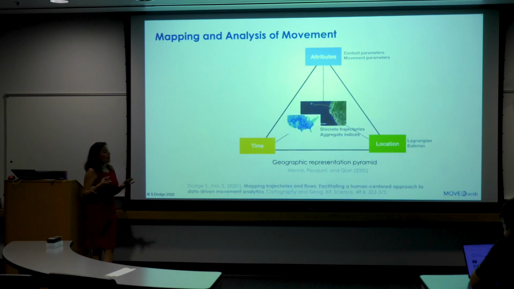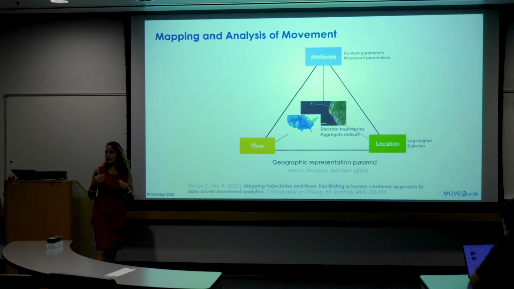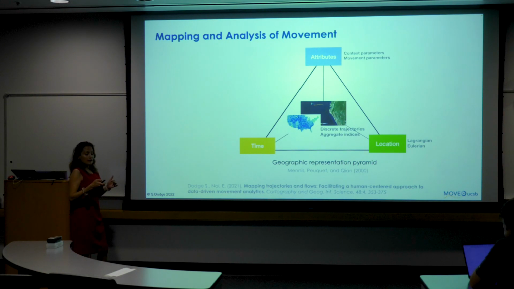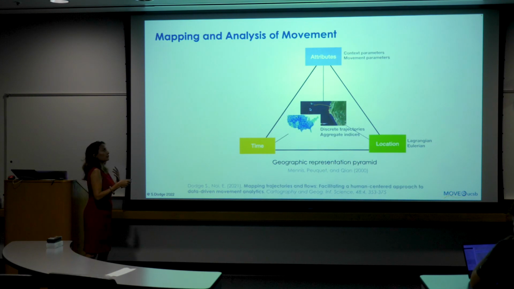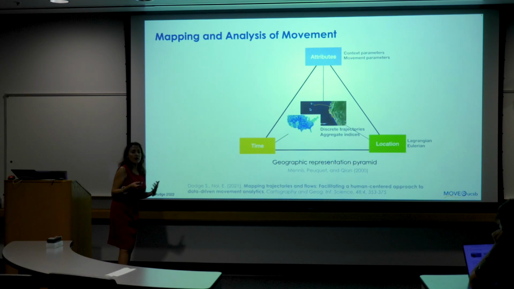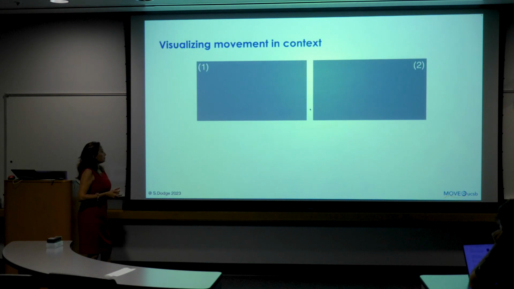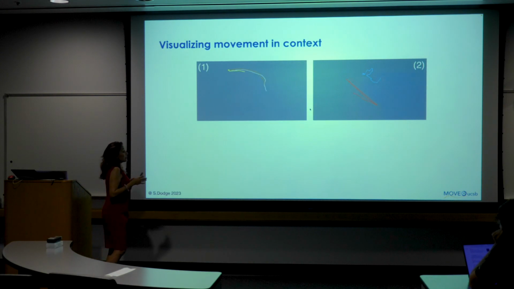So in order to map and visualize movement and also better analyze movement data, we need to capture all these different dimensions of movement: location, time, and attributes. Attributes could be the parameters of movement, like speed and acceleration, but also the context, the environment of the movement. So that is important.